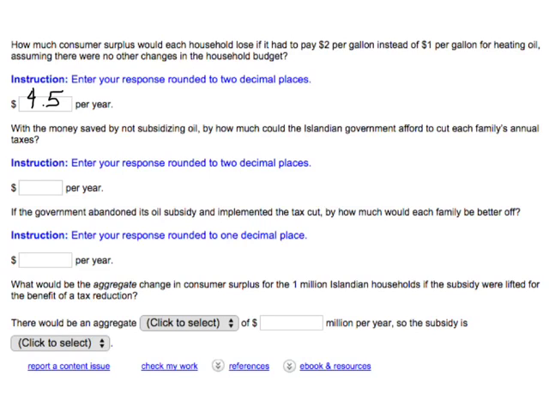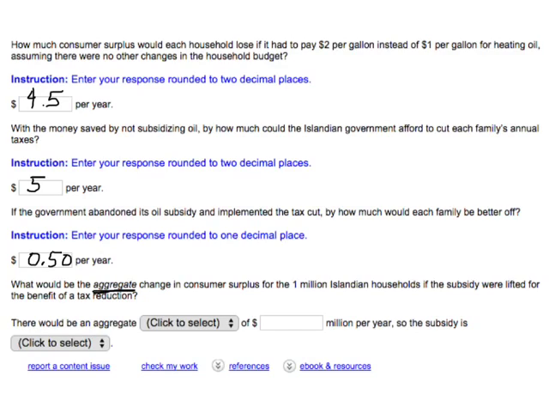But with the money saved by not subsidizing oil, how much could the Icelandic government afford to cut each family's annual taxes if we had a perfectly egalitarian tax system, which apparently we do? Everybody gets a $5 per year tax cut. So they lose $4.5 a year in the lost surplus, but they gain $5 in a tax cut. And then, of course, you guys can do the math as well as I. Everybody's better off by 50 cents per year. But times a million, that adds up. And then I guess they ask us to point that out.